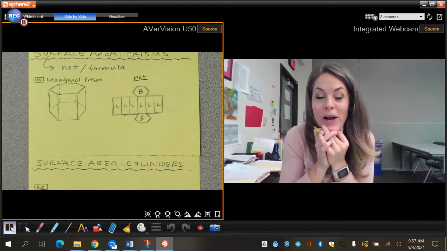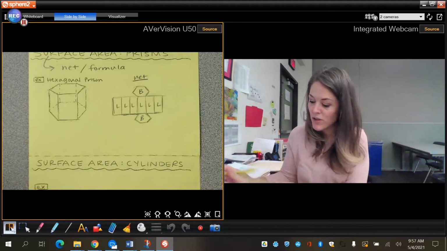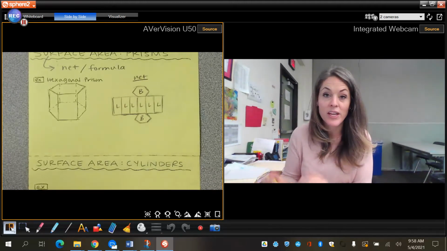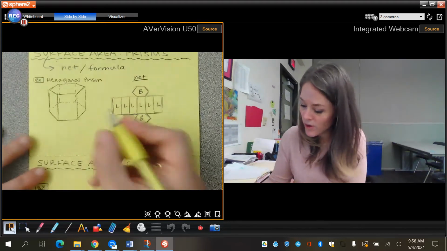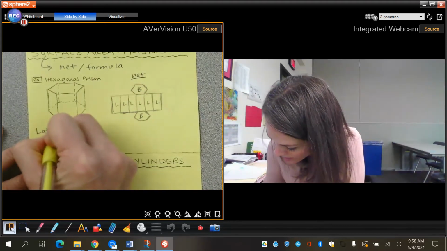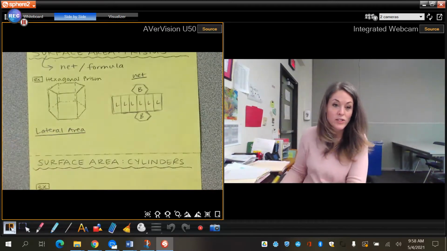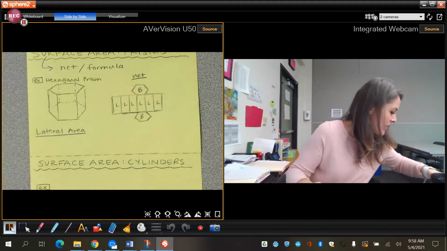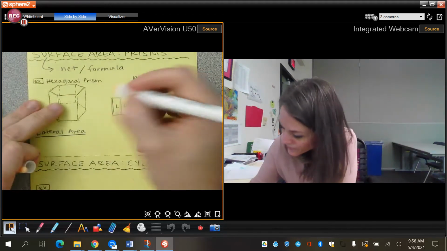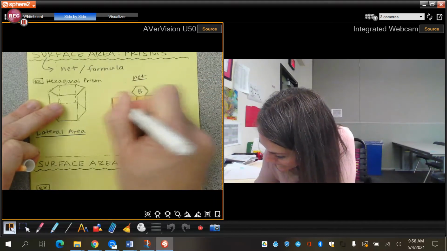So let's talk about how we could find the area of just the lateral, because we're going to break surface area into lateral area and then total surface area. Okay, so let's talk about them separately. So here, lateral area is going to be that rectangle right here. So when I find that area, we're just going to highlight it. This right here is going to be my lateral area.